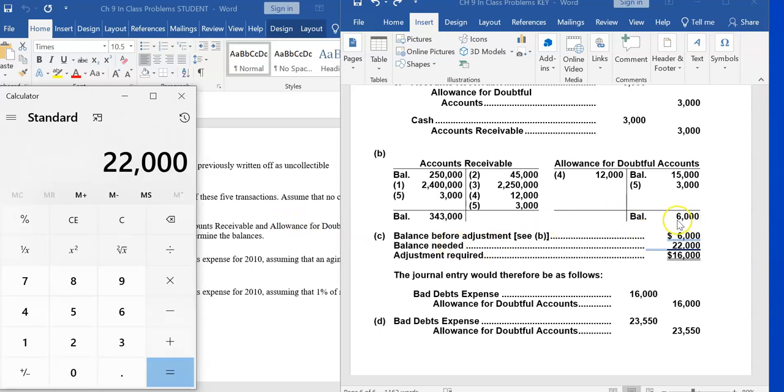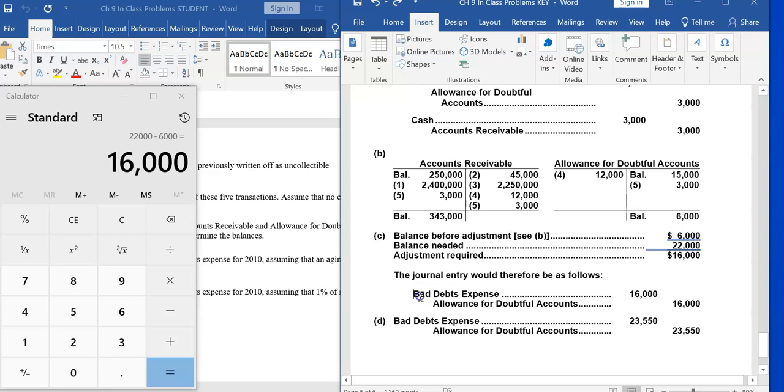Currently, there is a balance of $6,000 on the credit side. To get that account from a credit balance of $6,000 to the needed credit balance of $22,000, we need to increase it $16,000. Our journal entry would be a debit to bad debt expense and a credit to the allowance for doubtful accounts.